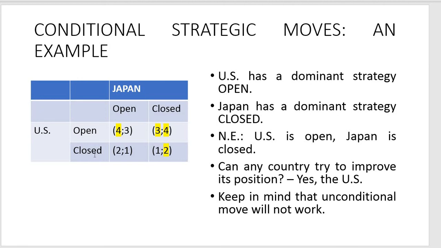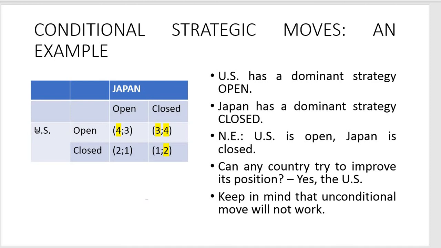And if you accept my proposal, you will get 3. If you reject my proposal, you will get 2. So the idea is that there is something to threaten Japan with. Because obviously, Japan has no reason to be open. It makes no sense, because Japan has already achieved the best possible outcome.